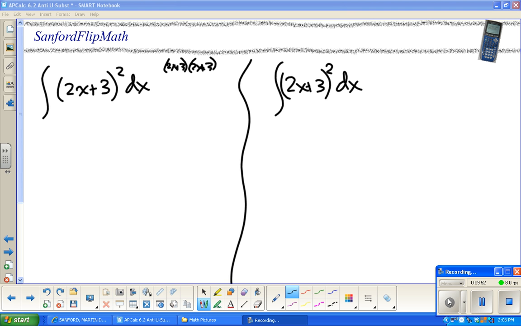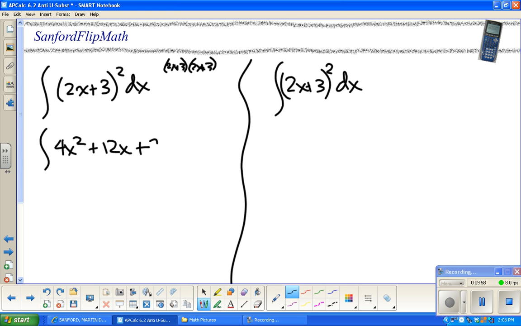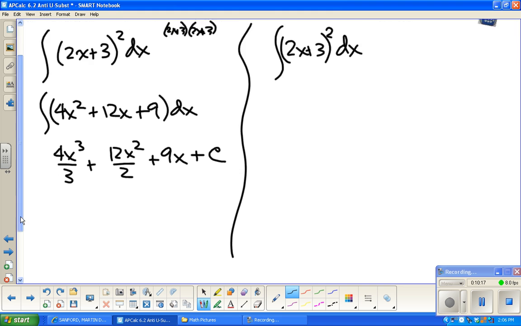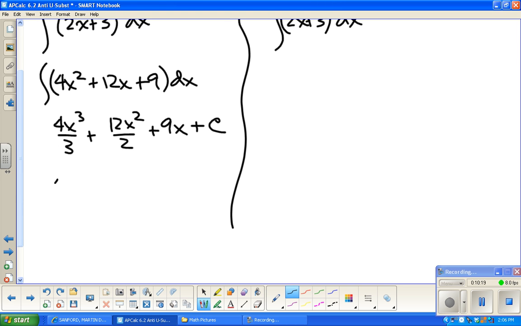So when I do this, this is going to be 4x squared plus 12x plus 9, and that's the whole thing with respect to x. And this is an antiderivative I can do just term by term. So antiderivative of 4x squared will be 4x cubed over 3, 12x squared over 2, 9x plus c. So I'll simplify this one more step just because I can.